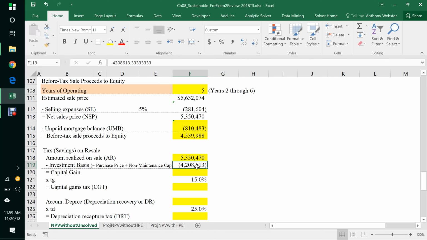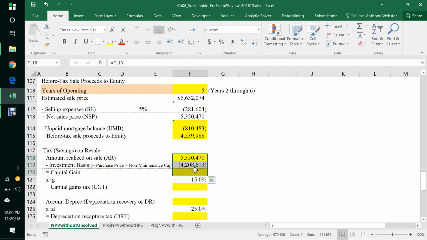In a problem like this, I'm probably going to give you the investment basis, or I would tell you exactly how to compute it, without any question here. So the capital gain is always what you sell for minus what you buy for.